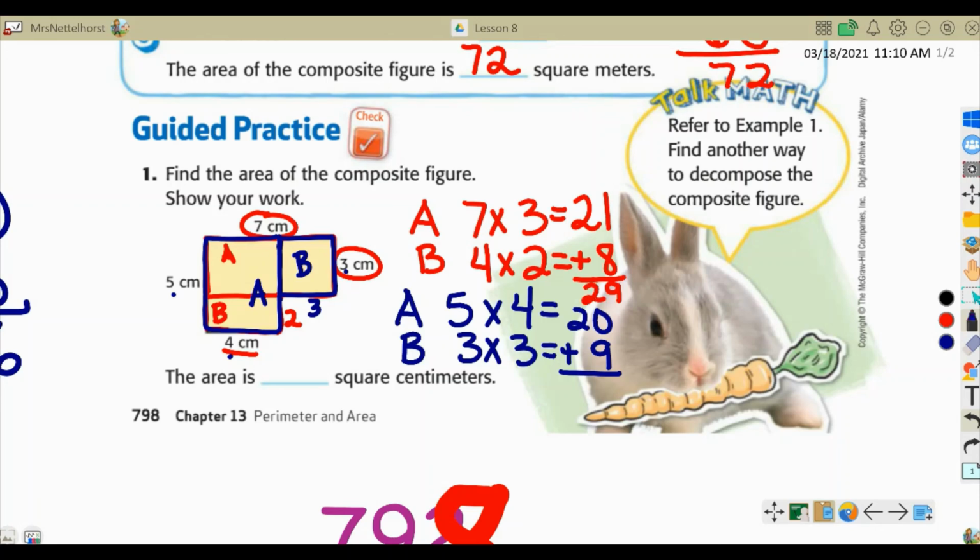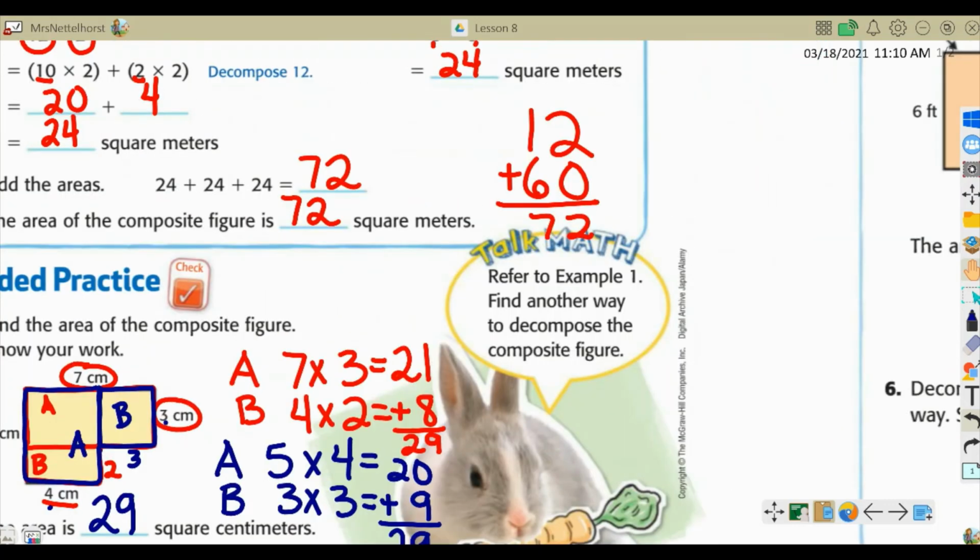29. Blue people, your area should be exactly the same because it's the exact same composite figure. You just did it differently. 9 plus 20 is 29. So the area for both of them, no matter which way you did it, is 29 square centimeters. Now, it's important that you see there's 2 ways to do this because that's what you're going to have to do on the independent practice. Okay, so let's go over and look at the independent practice.